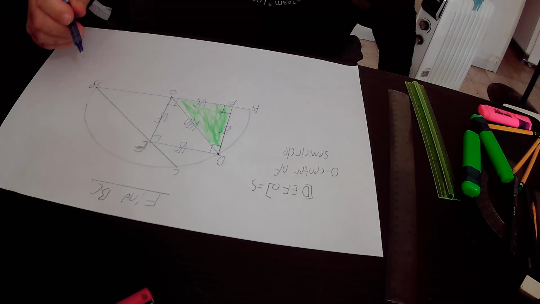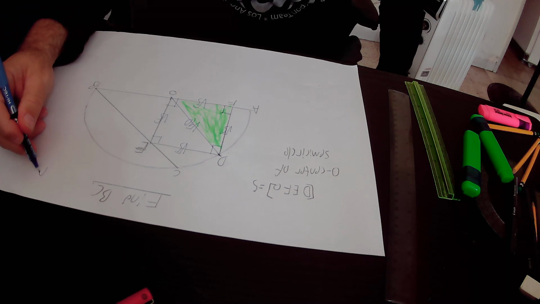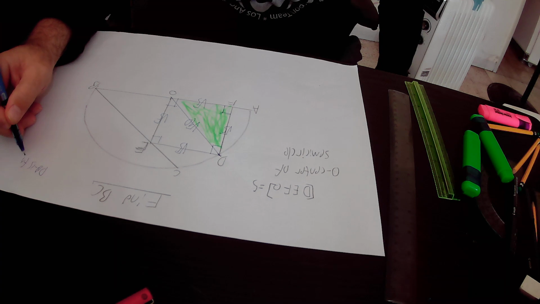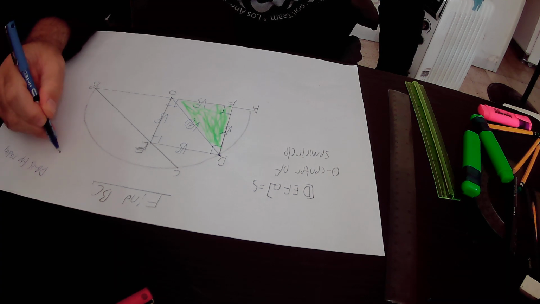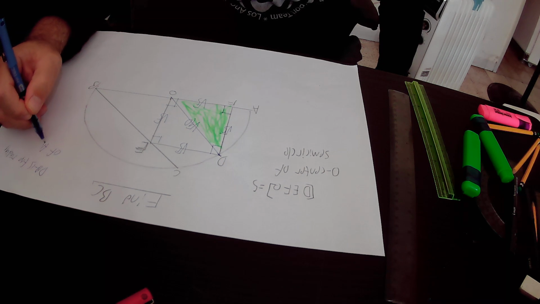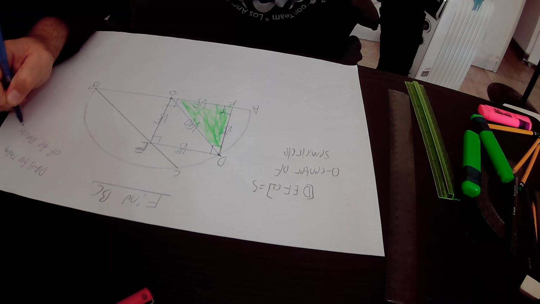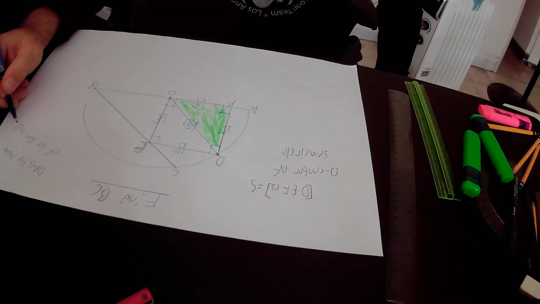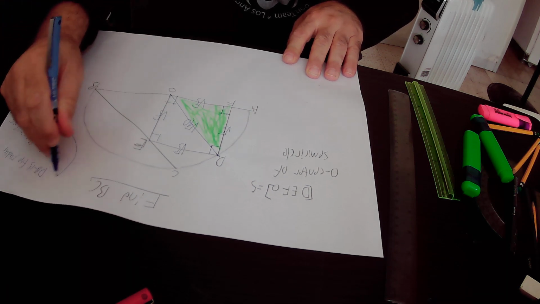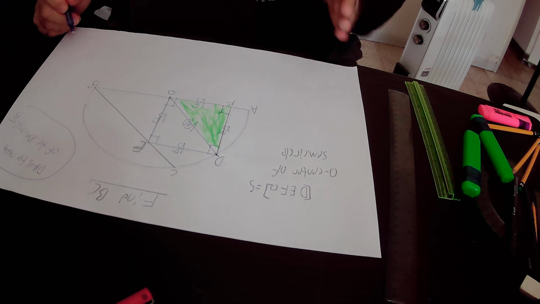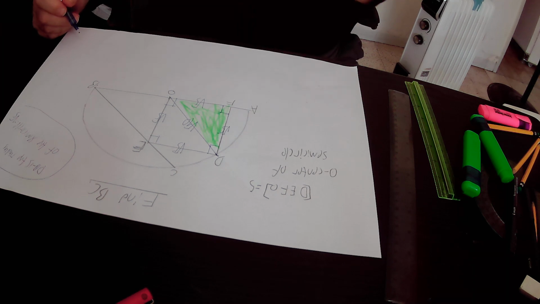That is to say, DO is the radius of the semicircle that is equal to square root of 5 units. The radius of the semicircle equals the square root of 5 units.